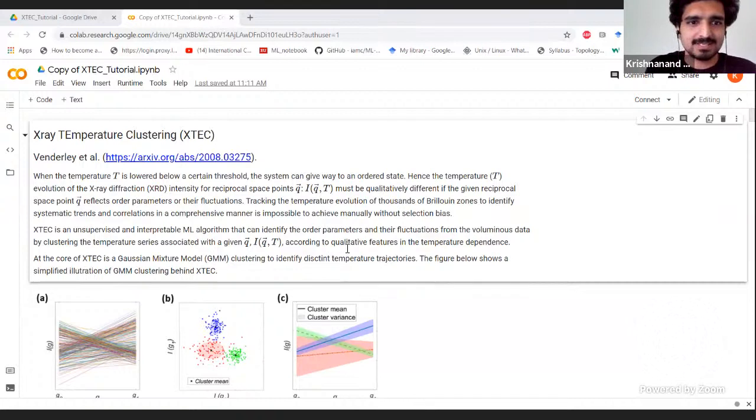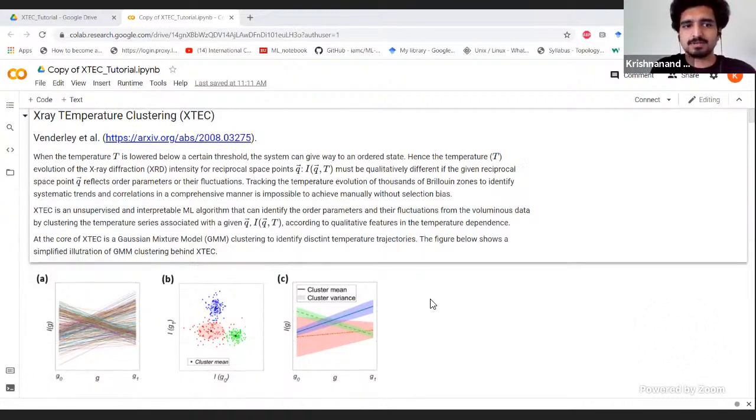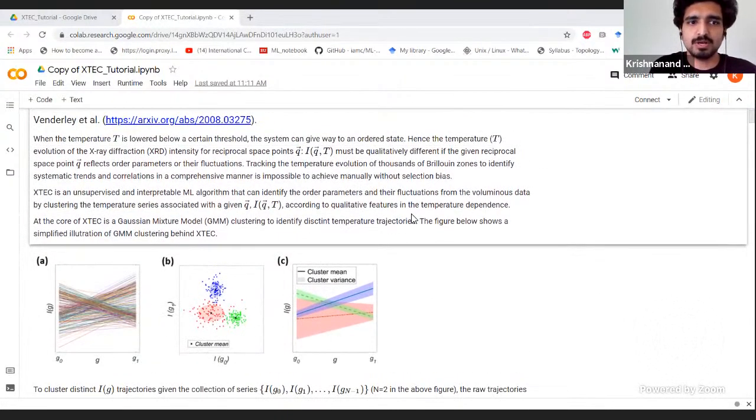Hi. Yeah, thank you for the introduction. Can you see my screen? Okay. So this is the X-ray temperature clustering, or XTEC, and you can read more details about this from the paper in arXiv. Like was mentioned, the idea is to look at the temperature series of the X-ray diffraction data and see if we can identify phase transitions, star density waves, or things like that from the clustering of these temperature trajectories.